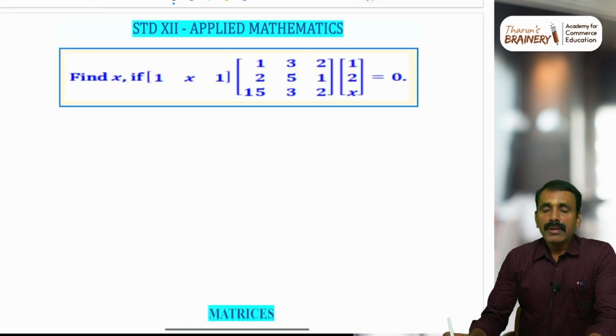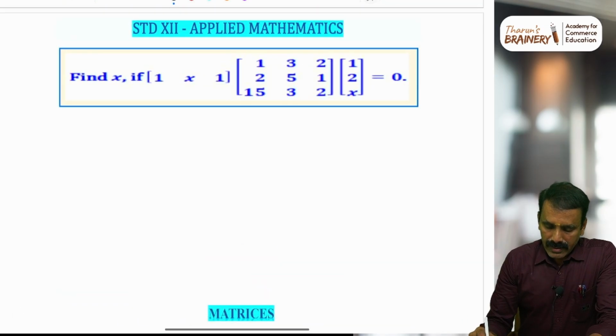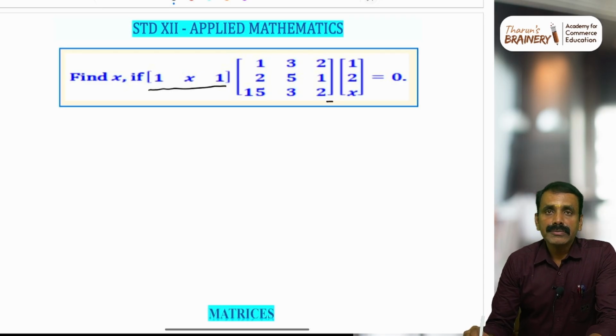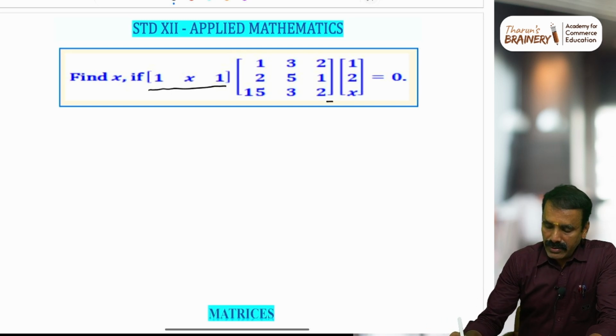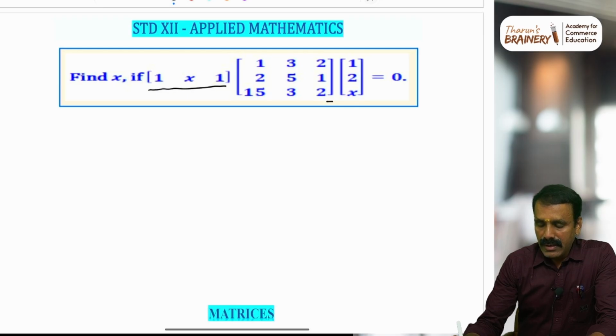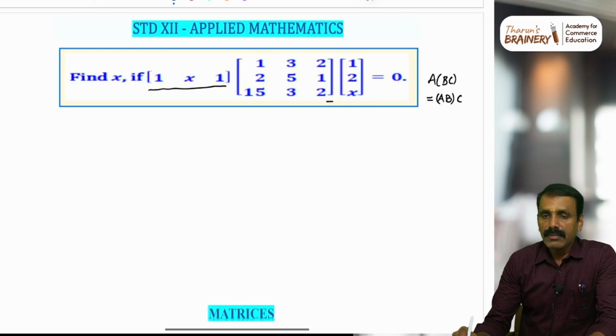Now consider another problem. Find the value of x. Here we are going to multiply a row matrix with a 3 by 3 matrix and then with a column matrix. Matrix multiplication is associative. You can multiply in any order. If you have 3 matrices, you can multiply them in any order, provided the position is not changed. A into BC you can find, or you can find A into B then C.